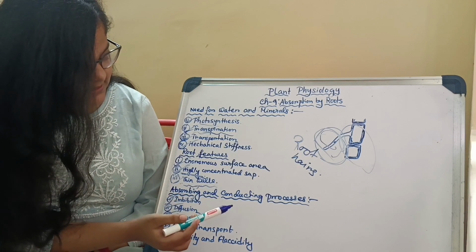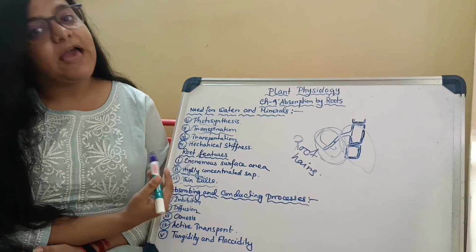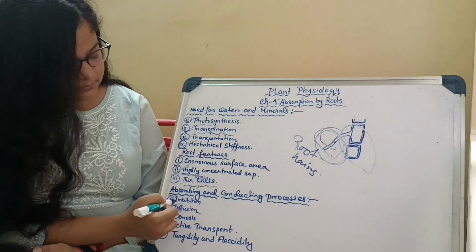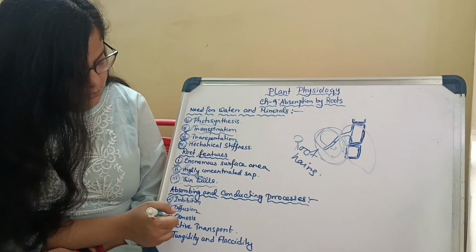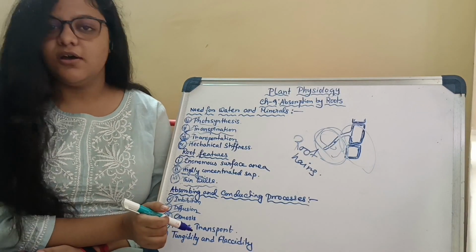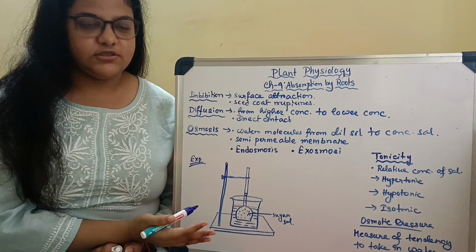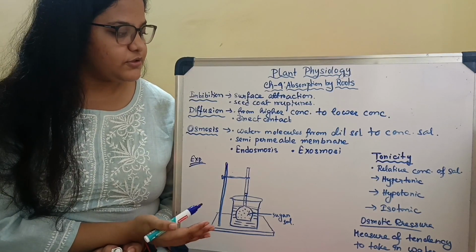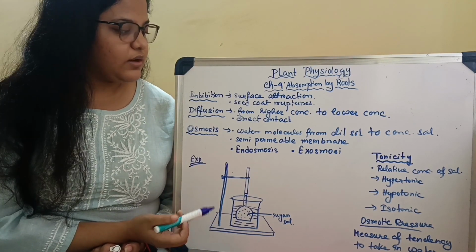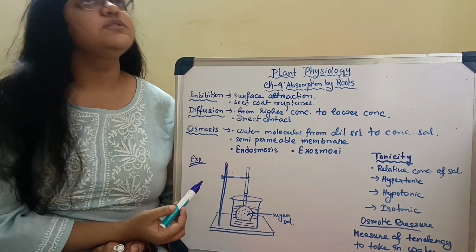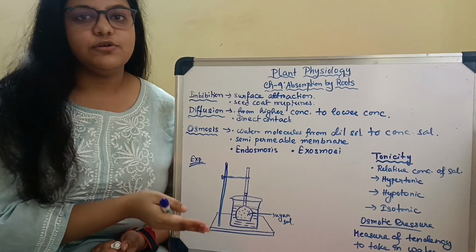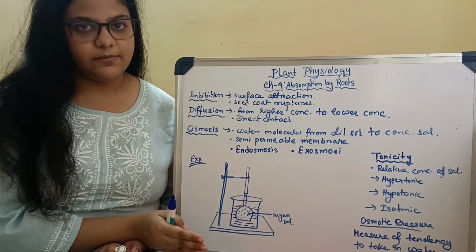Now what are those processes which are involved in the absorption and conduction of water and minerals? Those being imbibition, diffusion, osmosis, active transport and turgidity and flaccidity. Okay. Now what is imbibition? Imbibition is the absorption of water by the cells through surface attraction. Now what is surface attraction? Suppose a sponge, whenever we keep it near water, it absorbs all the water. It works in a similar way.